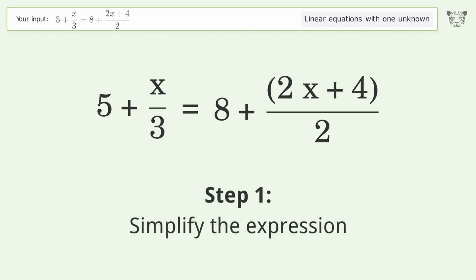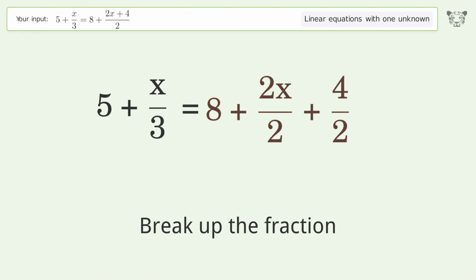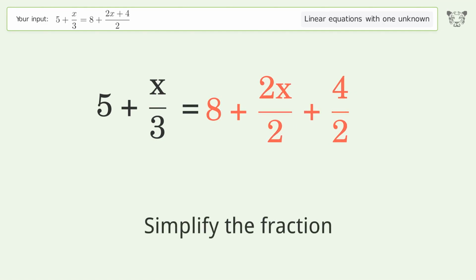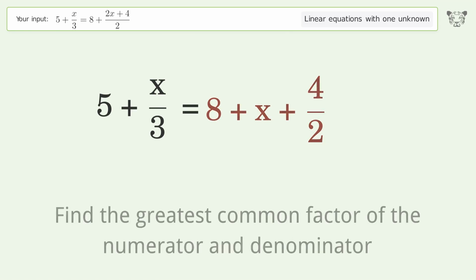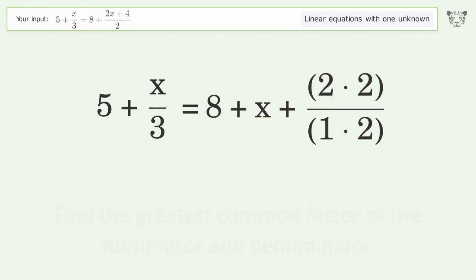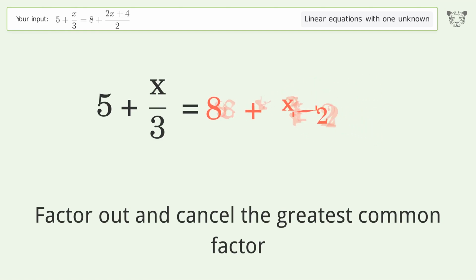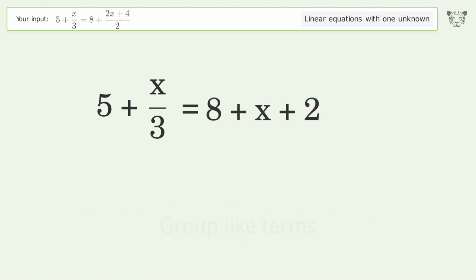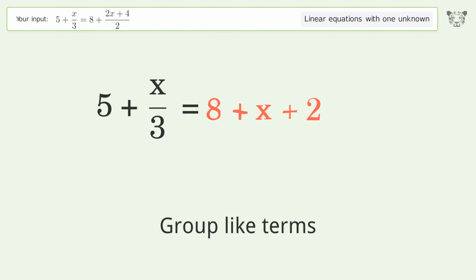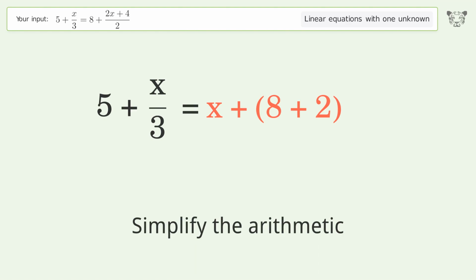Simplify the expression. Break up the fraction. Simplify the fraction. Find the greatest common factor of the numerator and denominator. Factor out and cancel the greatest common factor. Group like terms. Simplify the arithmetic.